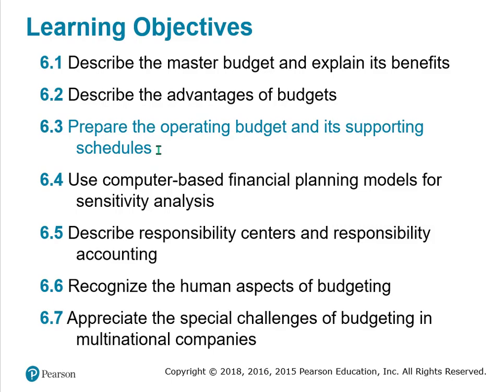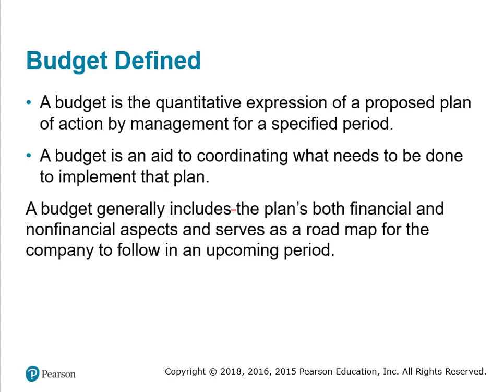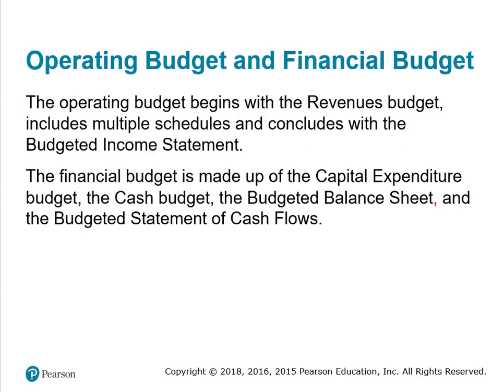I've got basic formulas in here with examples, right out of the textbook, but this is the kind of chapter that you need to do a lot of practice problems on, so you get all this budgeting stuff back in your head. So a budget, again, is a quantitative expression of a proposed plan. It coordinates what needs to be done to implement the plan, and it includes both financial and non-financial aspects, and it's a road map for the company to follow.